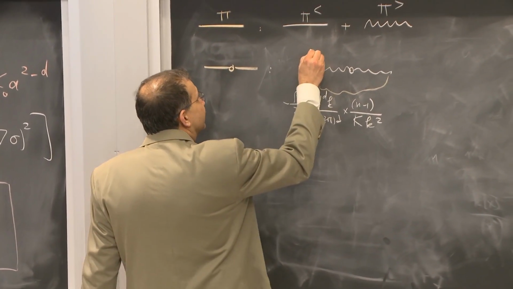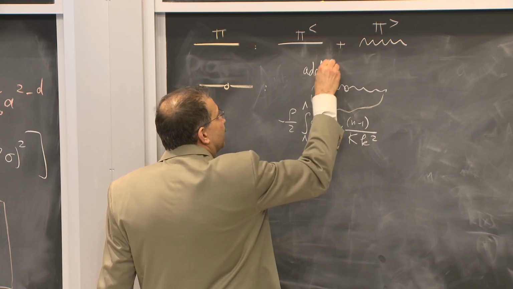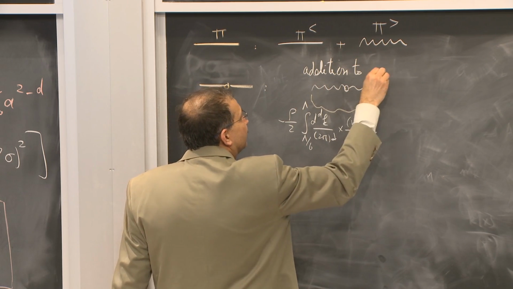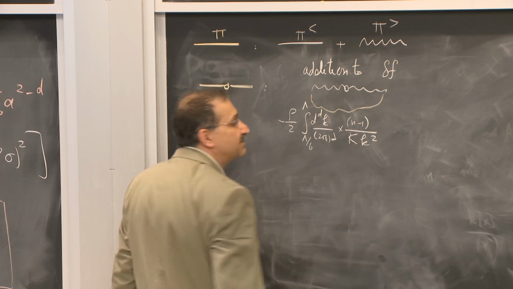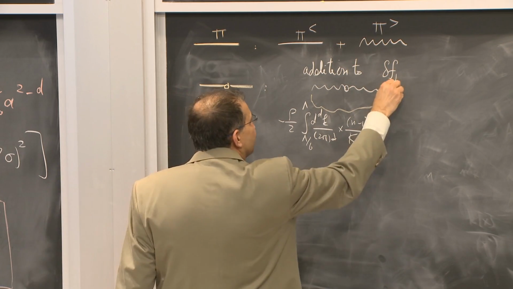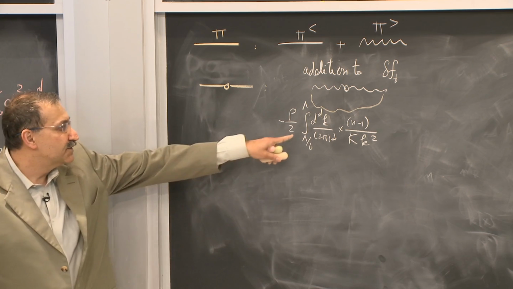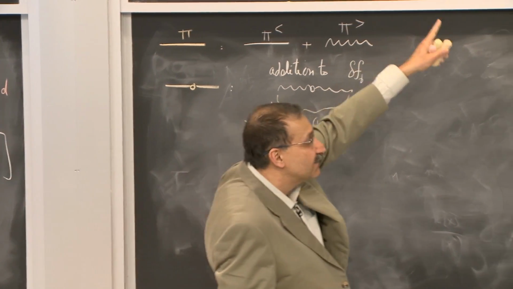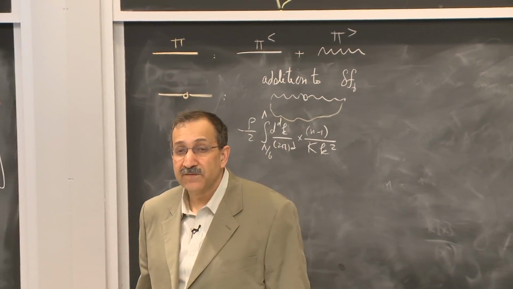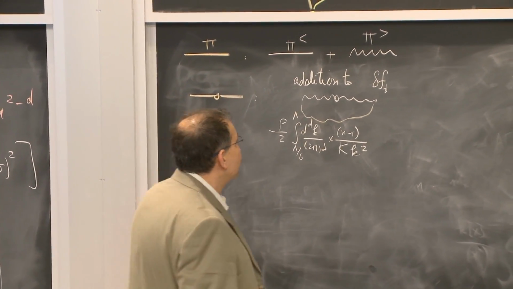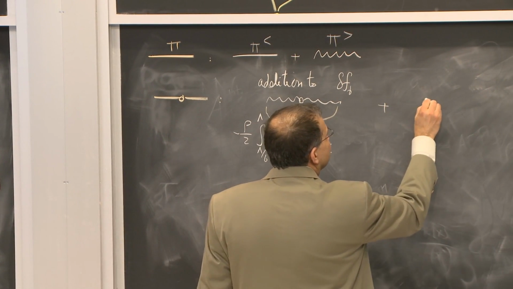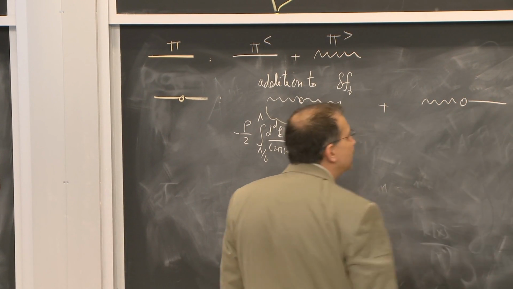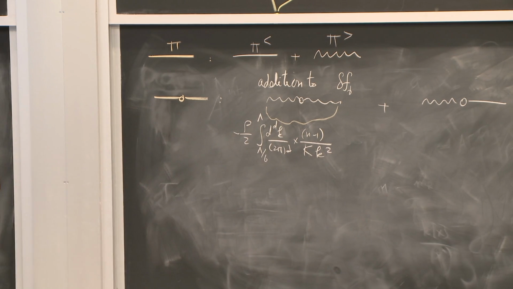So this is an addition to the free energy once I integrate modes between lambda over b to lambda. There is a contribution to the free energy that comes from this term. It doesn't change the weight that I have to assign to configurations of the pi lesser field. That's another possibility. Another possibility is I have one of them being a pi greater, one of them being a pi lesser.